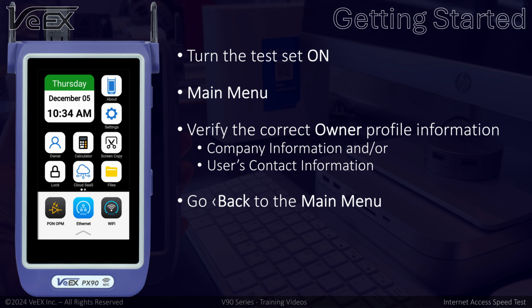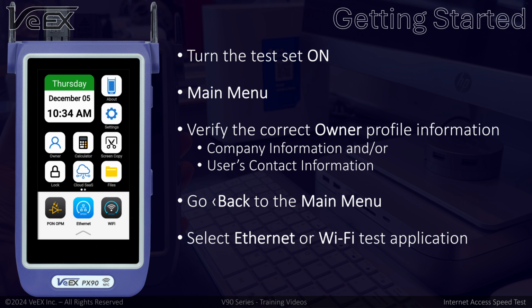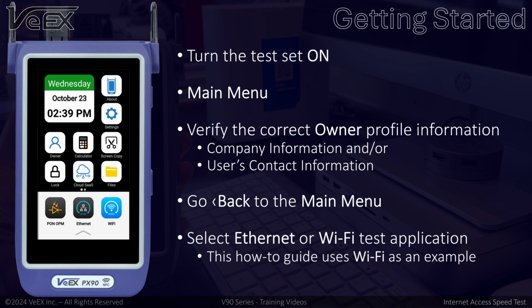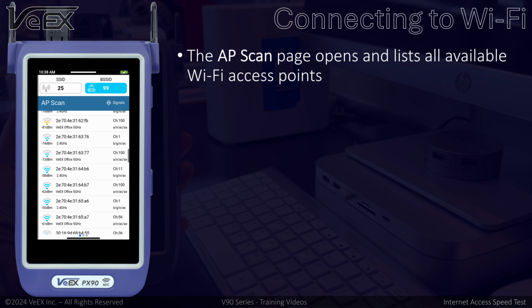At the bottom of the screen, you can see that the PX90 offers PON optical power measurements, as well as internet access speed tests using either the RJ45 Ethernet test port or Wi-Fi 6E. The speed test procedure is similar for both. Make sure you select the appropriate interface for the link under test. A direct wired connection to the modem, gateway or router is recommended for more reliable results. However, for this demonstration we will select the Wi-Fi connection.